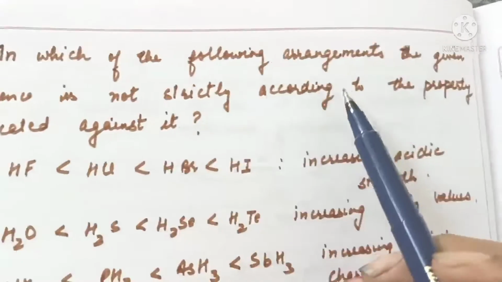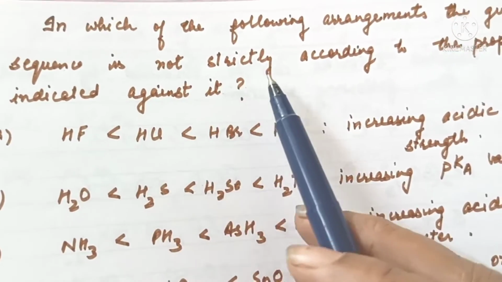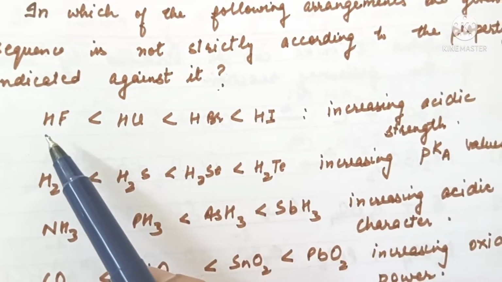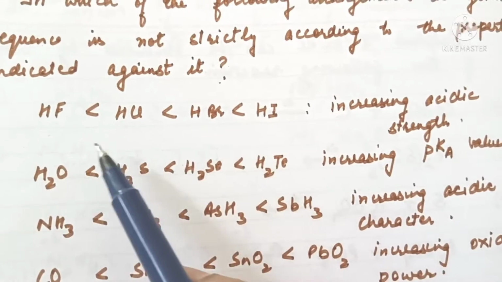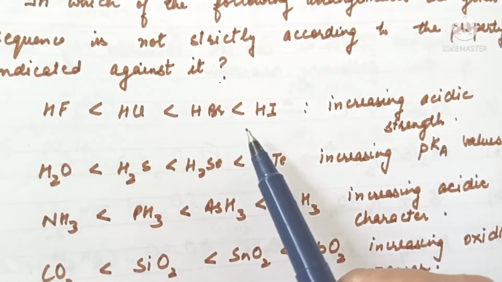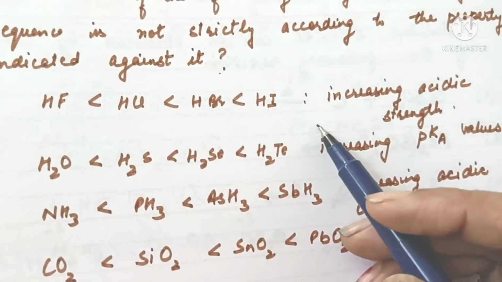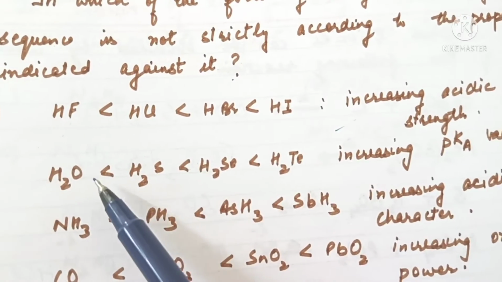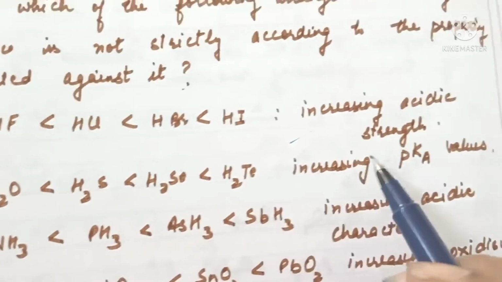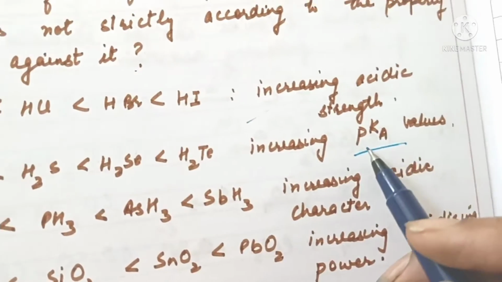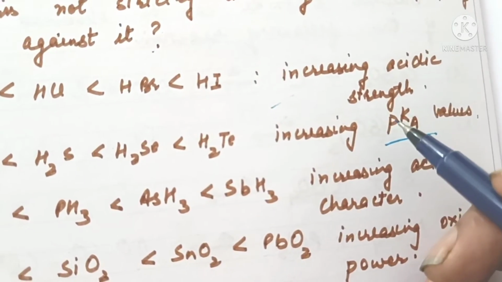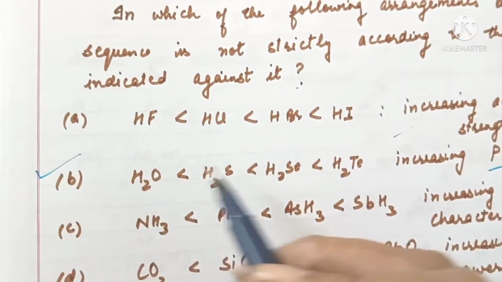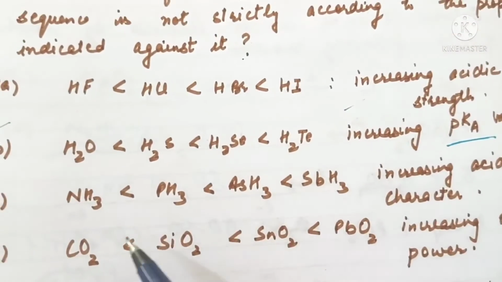In which of the following arrangements the given sequence is not strictly according to property indicated against it? So this is hydrides of halogen family. So acidic character increases down the group. This is correct. Water, this is oxygen family. So acidic character increases down the group, but what is asked is pKa value, which is inversely proportional to acidic character. So this is incorrect. Option B. It is not according to the property indicated.